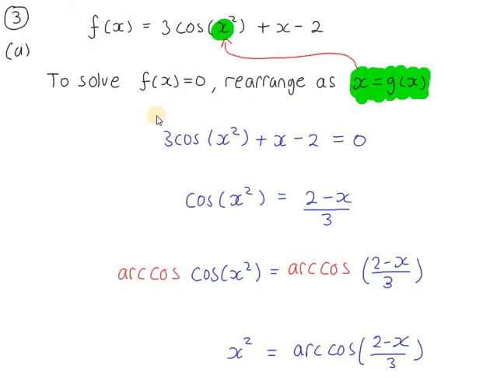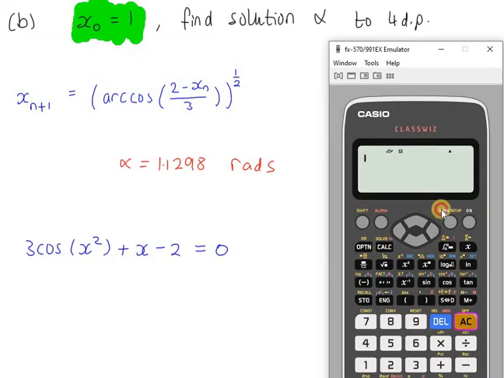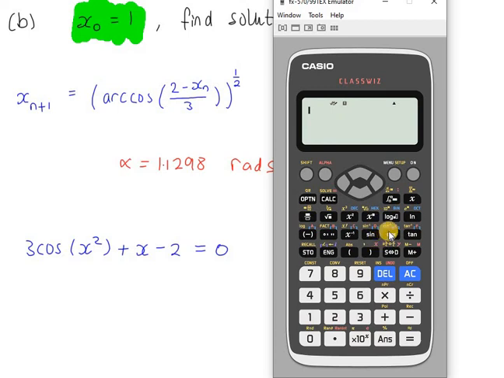So let's test the value that we just got with this equation here. Okay, so we have, and it's in radians, make sure your calculator is in radians mode, so 3 cos, and then 1.1298, that's our angle, and you need to put a square inside the brackets, not on the outside, plus 1.1298 minus 2, and that's a really small value, 1.4 something times 10 to the power of minus 4.